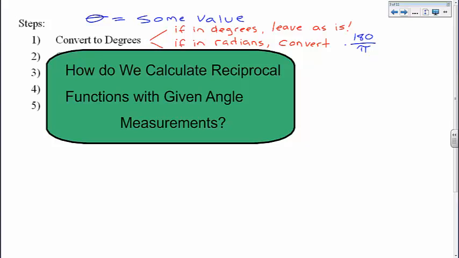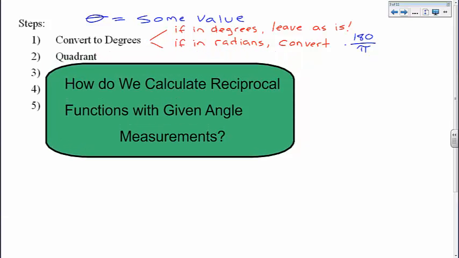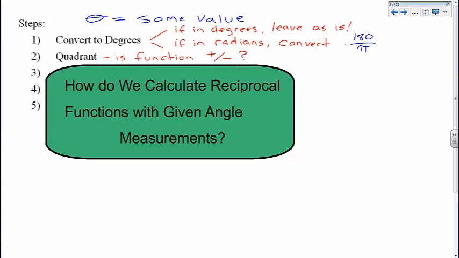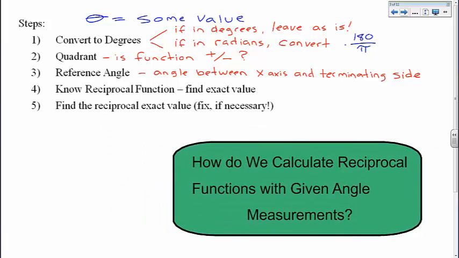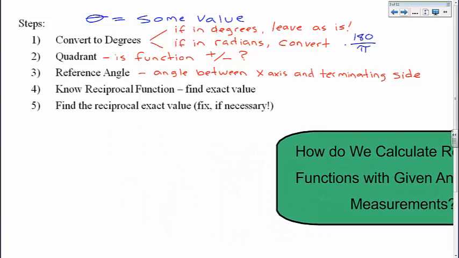Second, we are going to figure out what quadrant the terminating side of the angle is in. This lets us know if the function is positive or negative. Third, we need to find the reference angle. We do this because we only know the exact value of certain functions at angles less than 90 degrees. To find the reference angle, you have to look at the angle between the x-axis and the terminating side of your given theta. Step 4 and Step 5 are the keys to this lesson.